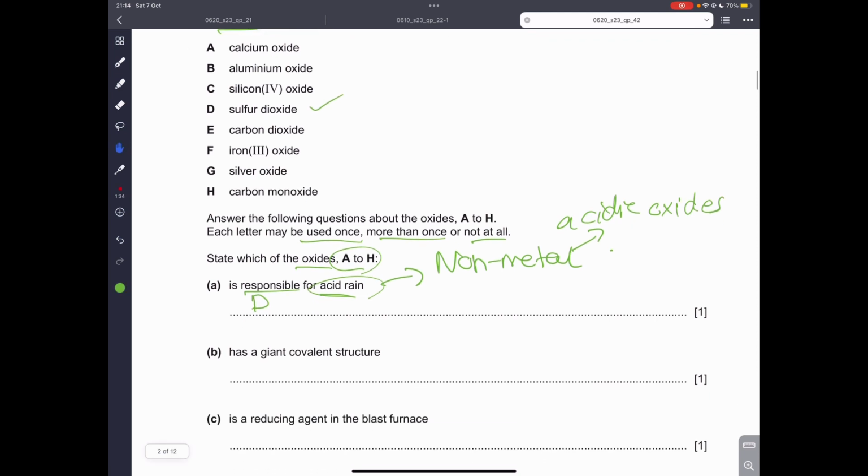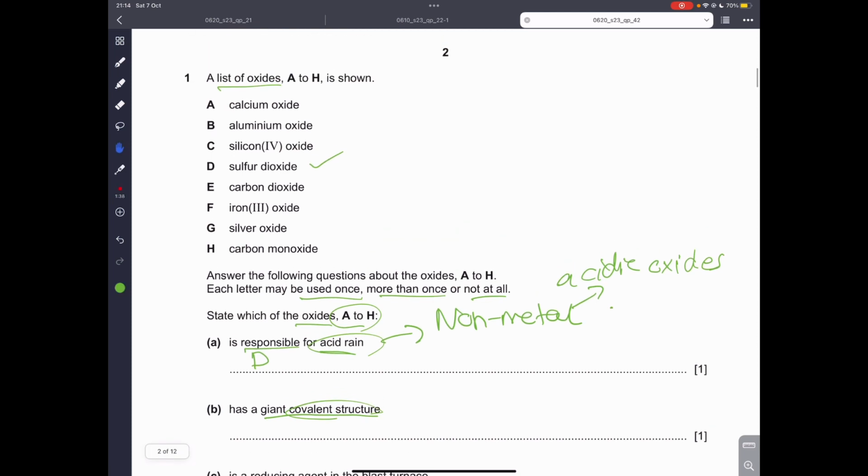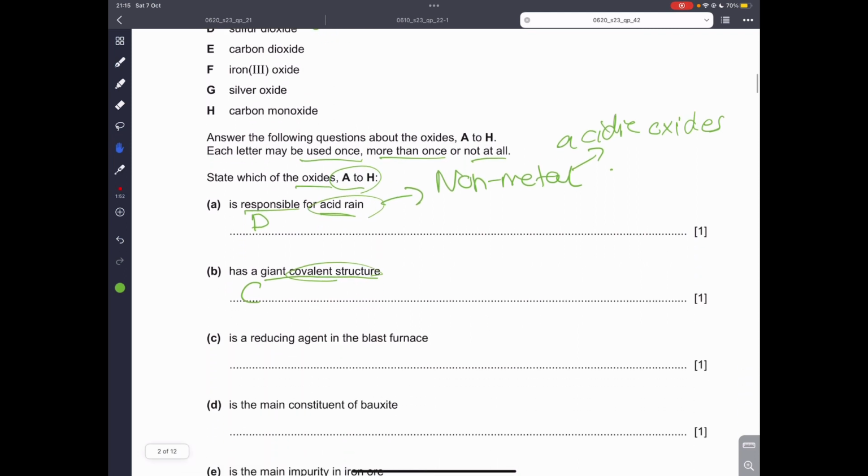Question number 2, which has a giant covalent structure. A giant covalent, remember, is basically a covalent structure that is very giant. So in here we can see that silicon 4 oxide has a tetrahedral shape, remember, so we can write C. It is also a giant covalent structure.